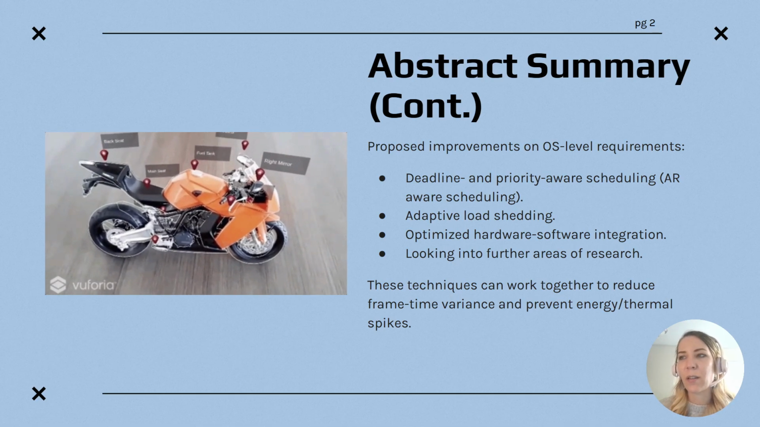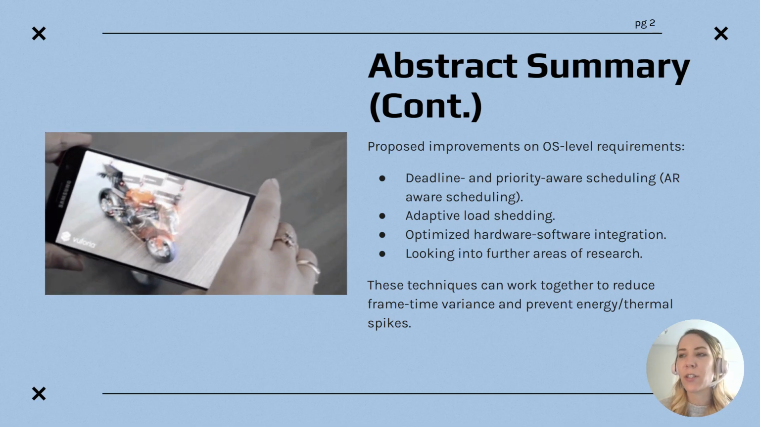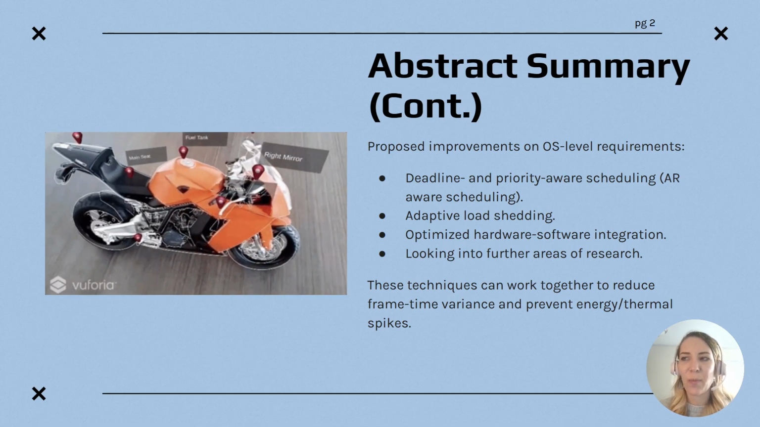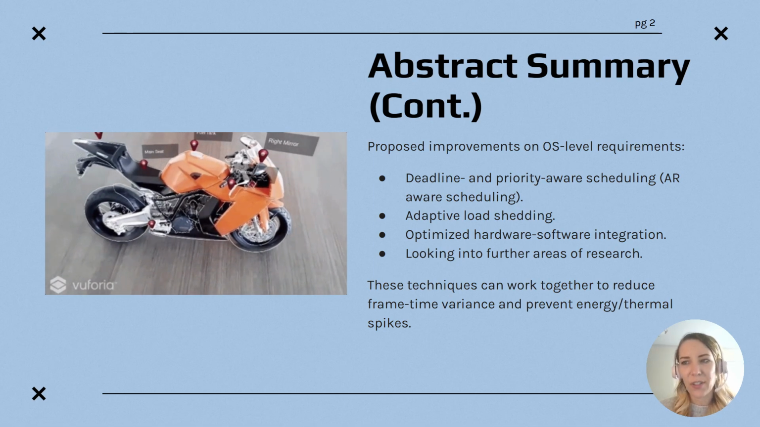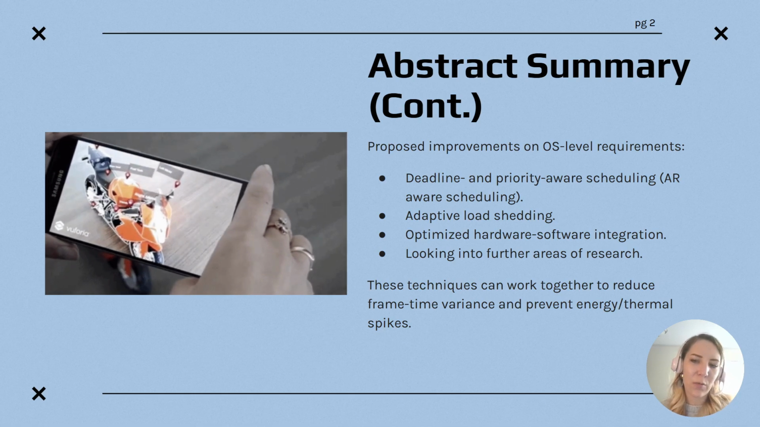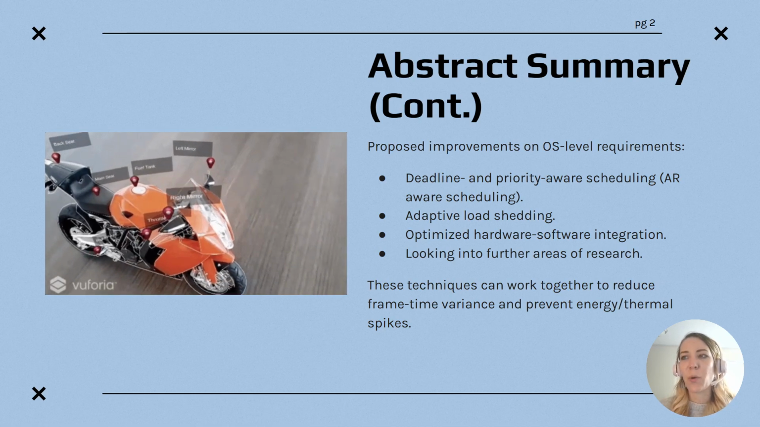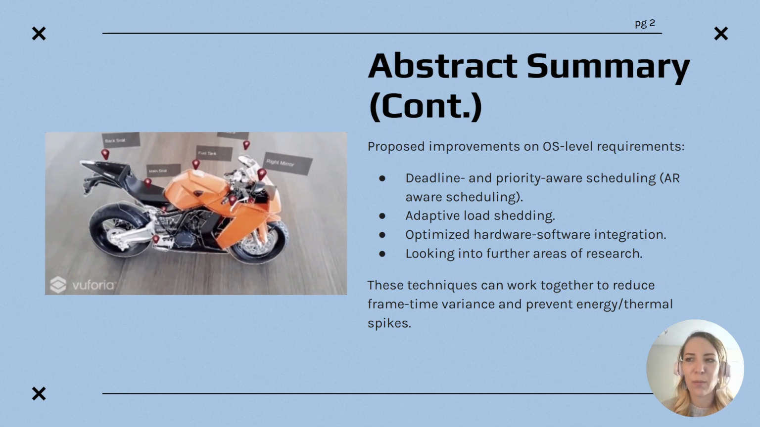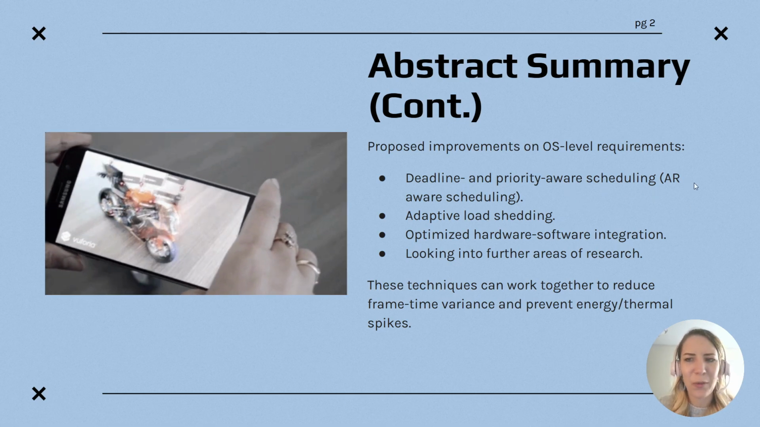One solution is using deadline and priority aware scheduling, which basically teaches the operating system to treat AR threads differently from background tasks. Another is adaptive load shedding, which gives the system a controlled way to simplify work under pressure. And then I touch upon a couple more, but we'll get a bit more into that.